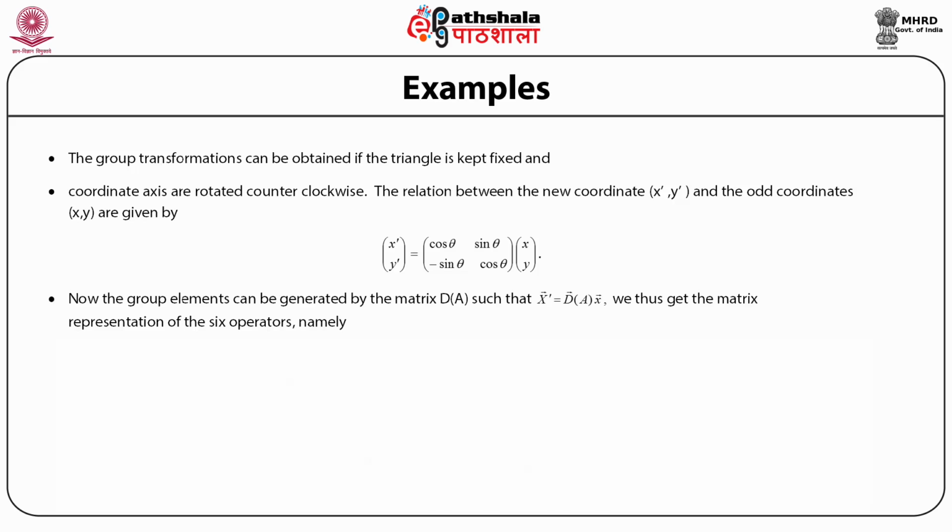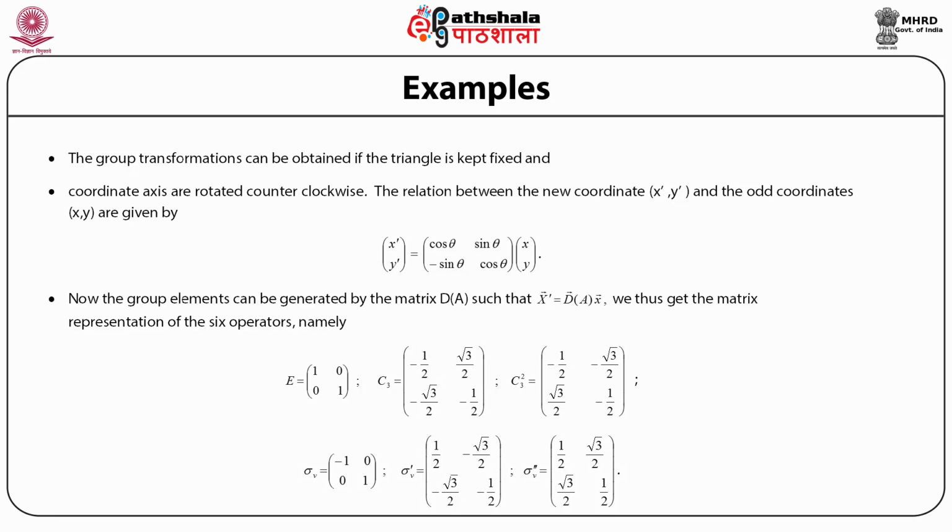Thus, it is easy to see the matrix representation of the 6 operators, namely identity. The identity takes xy back to xy, therefore theta is equal to 0, and therefore E, the identity element representation, is 1, 0, 0, 1, a diagonal matrix which is 2 by 2. C3 is a rotation by an angle of 120 degrees, which means that theta being 120, cos theta is minus half, sin theta is root 3 by 2, and we obtain the representation of C3 in the form of a 2 by 2 rotation matrix, minus 1 half, root 3 by 2, minus root 3 by 2, and minus 1 half. So in this way, we can construct the matrix representation of all the symmetry operators.